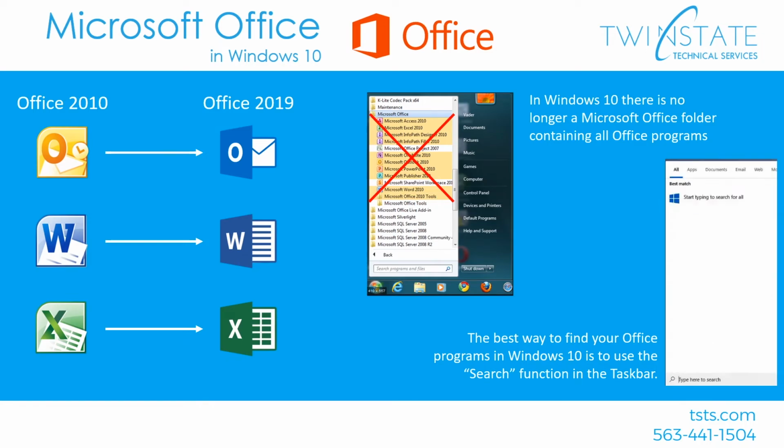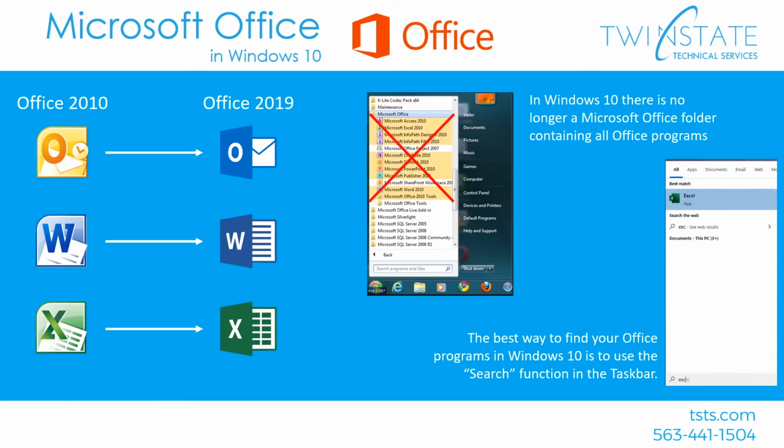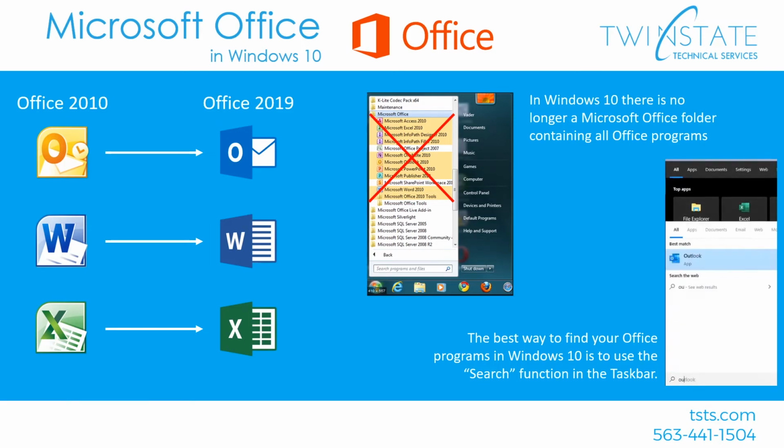In the right hand side of this screen, you can see me quickly sorting through all the different Office products using the search bar, switching from Excel to Outlook to Microsoft Word simply by just typing their names into the search bar.